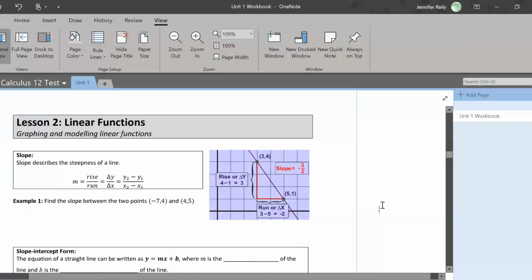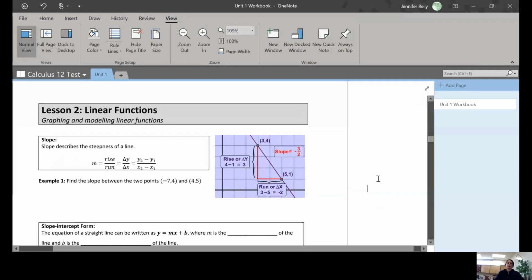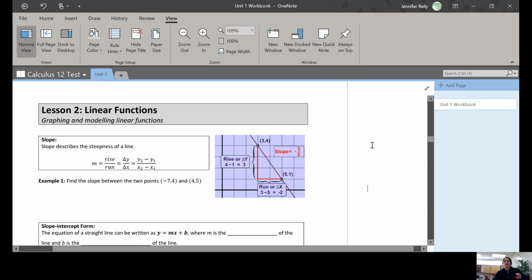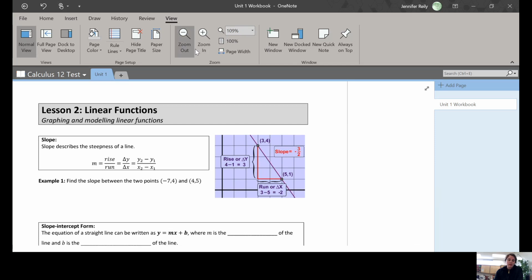Okay, this video is to go over lesson 2 of unit 1. So we're going to be reviewing linear functions today. This is going to be an important topic because we're dealing with equations of lines throughout the course. So we need to know the different formats for writing the equations of lines, and then also how to model different scenarios in word problems.